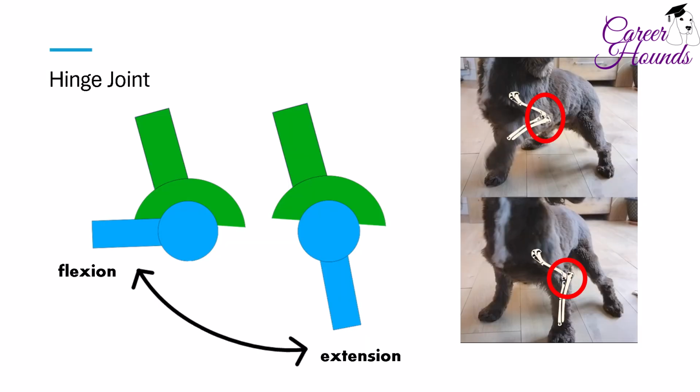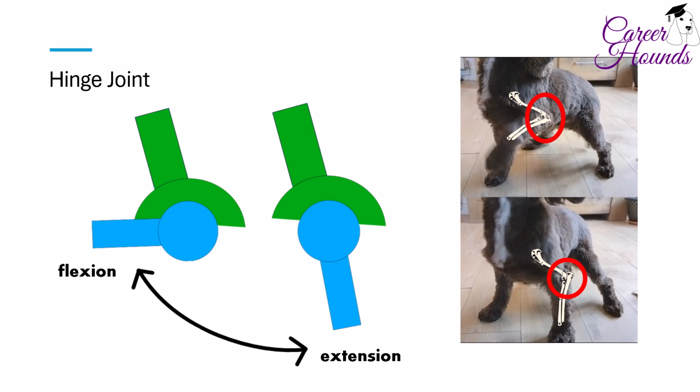A hinge joint is a type of synovial joint that allows movement in one plane, similar to how a door hinge works. It permits flexion, which is bending, and extension, which is straightening, but restricts movement in other directions. This design provides stability and control.